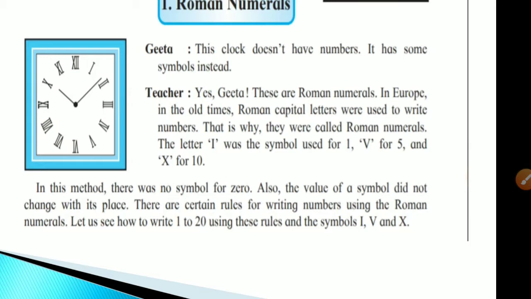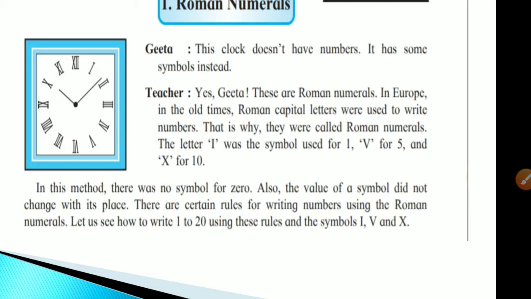In Roman numerals, there is no specific symbol for 0, and the value of a symbol does not change with its place. If I write I on either the left hand side or right hand side of a number, the value will be the same. The value of I is 1. I will write I on the left hand side or right hand side, the value will be 1 only. It is not going to change.